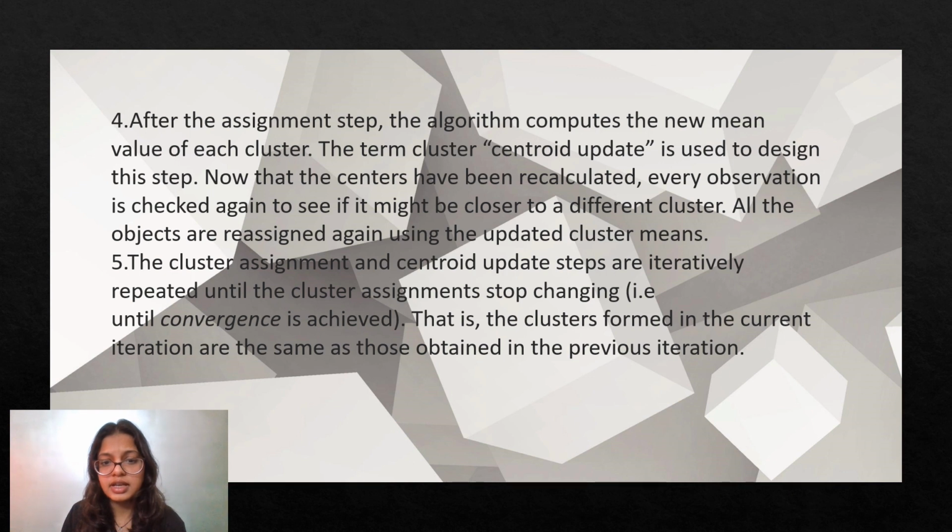Now that the centers have been recalculated, every observation is checked again to see if it might be closer to a different cluster, so the objects are reassigned again using the updated cluster means. The cluster assignment and centroid update steps are iteratively repeated until the cluster assignment stops changing, that is, until convergence is achieved, that is, the clusters formed in the current iteration are the same as those obtained in the previous iteration.